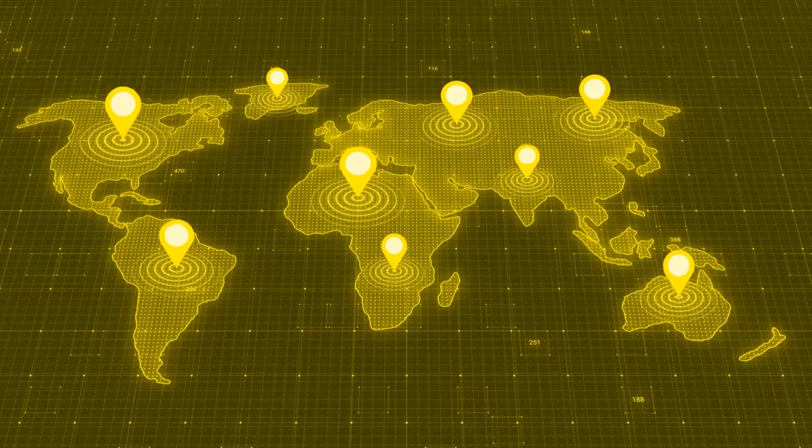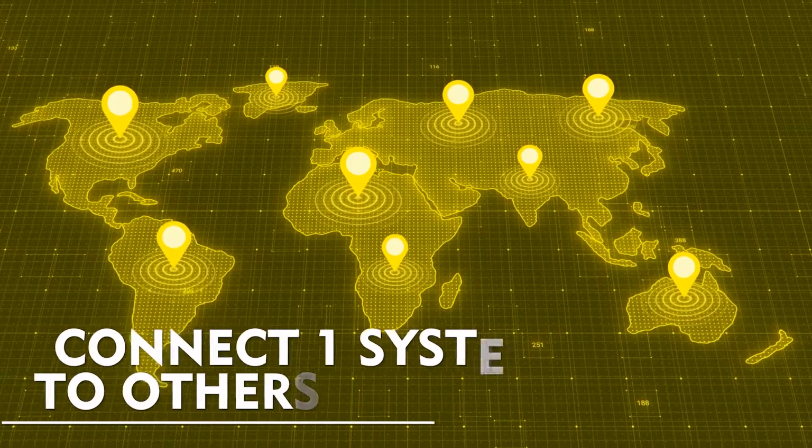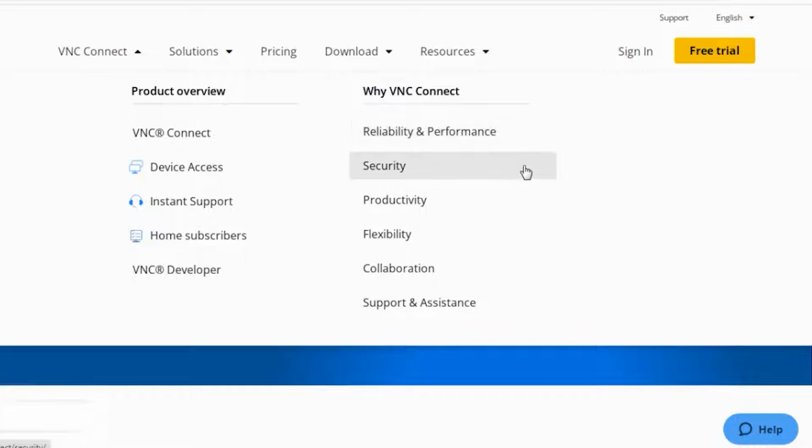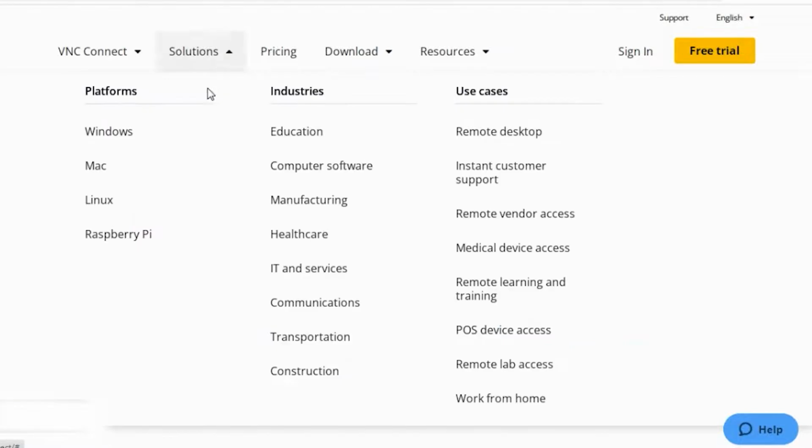Using RealVNC, one can connect from one system to the other, remotely. RealVNC has features like reliability and performance, security, productivity, flexibility, collaboration, support and assistance. RealVNC supports platforms like Windows, Mac, Linux, and Raspberry Pi, and also RealVNC can be used in industries like education, computer software, manufacturing, healthcare, IT and services, communications, transportation, and construction.